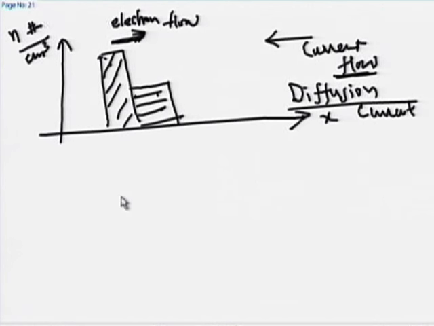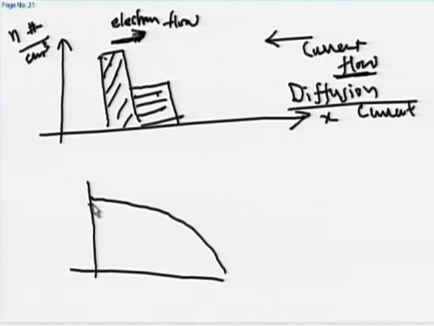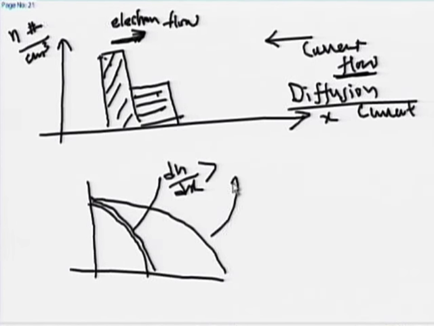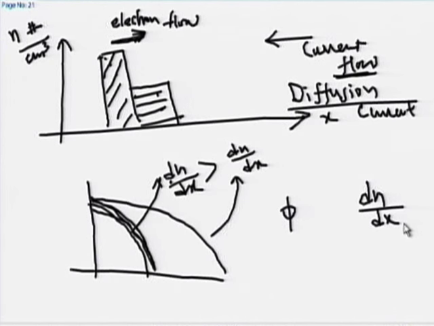So if I have two scenarios, in one scenario the concentration is changing like this, in the other scenario the concentration is changing like this. Here the gradient is higher. In this case dn over dx, that is the concentration gradient, is higher as compared to this case, because of the higher slope, and therefore the current will be higher in this case. Whenever the concentration gradient is higher, current will be higher. So the flux of the carriers is proportional to the concentration gradient.